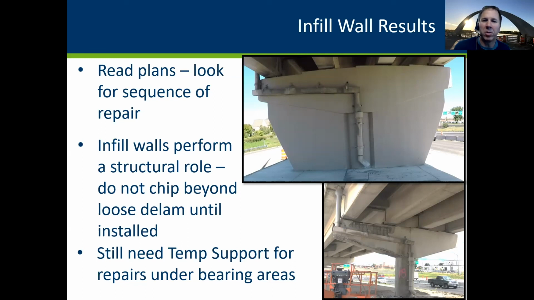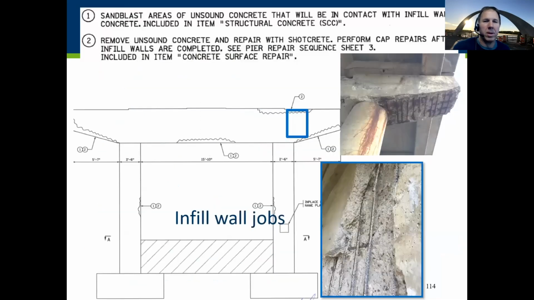There's still going to be deterioration a lot of times underneath the bearing, where again we'll need to bring in shoring to lift the beam off the seat area of the concrete pier to repair that area. So we've had a lot of infill walls to date. It's using self-consolidating concrete and a form that fills up the space between columns as well as outside the column. And there's a lot of adhesive anchors, but there is a sequence for this.